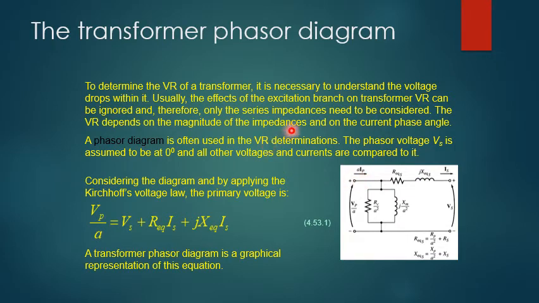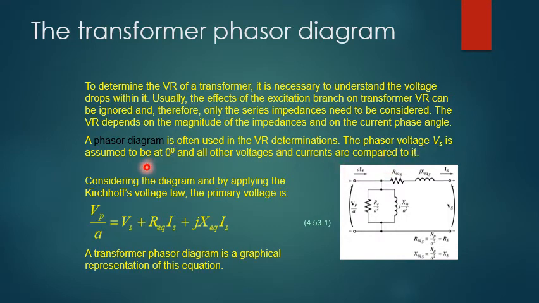So the VR depends on the magnitude of the impedances and the current phase angle. The current from the primary flows towards the secondary and passes through these impedances, and obviously it is going to have an effect on the angle of the current. So a phasor diagram is often used in the VR determinations. If we are able to quantify the vectors of the current and the voltages at their appropriate angles, we would be able to identify the effect of voltage regulation in a transformer.